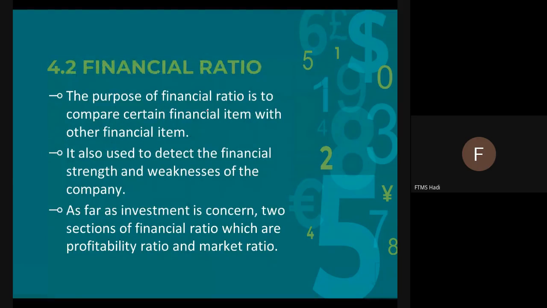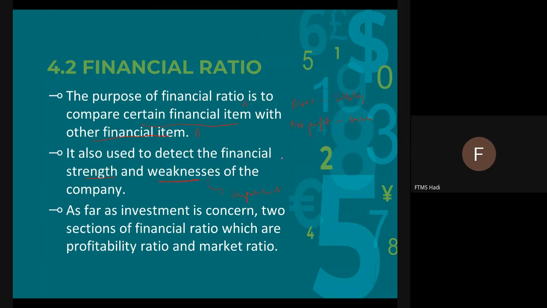Alright, the purpose of financial ratio is to compare certain financial items with other financial items. So that means you want to compare item A with item B. Let's say you want to compare asset with liability. Sometimes you want to compare net profit against sales. So that means you compare one item with another item. It is also used to detect financial strengths and weaknesses. Strength is good, but weaknesses are for improvement.